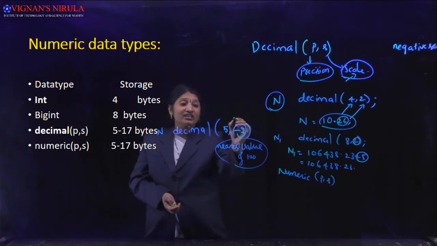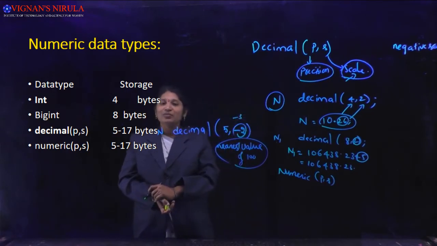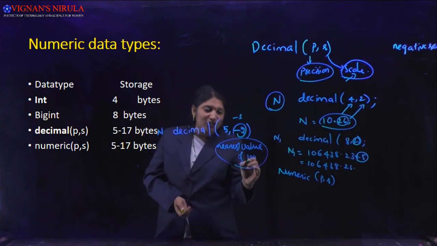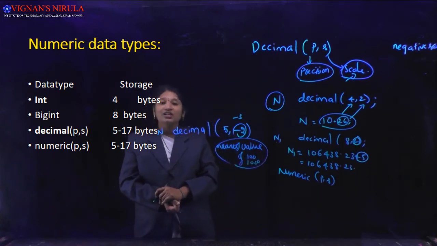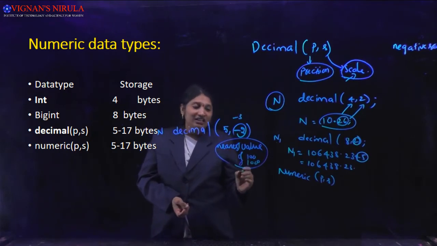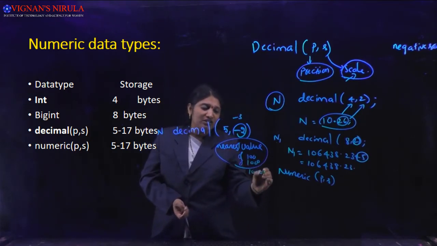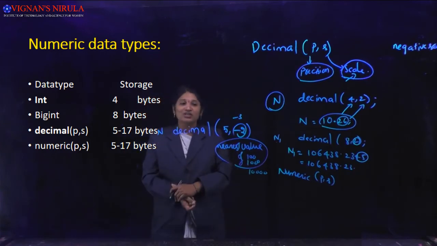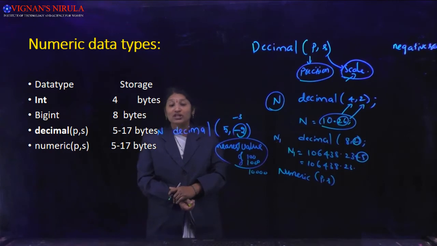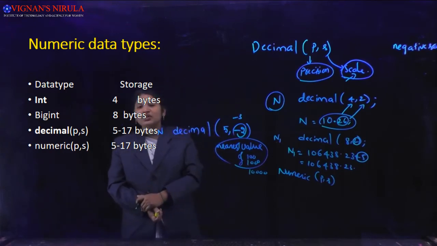If I have specified the scale as minus 3, the number will be rounded up to the nearest value of 1000. If I have specified the scale value as minus 4, the number will be rounded up to the nearest value of 10,000. Likewise, the values can be rounded up to the nearest numbers of 10 power scale. That is the meaning of negative scale number.